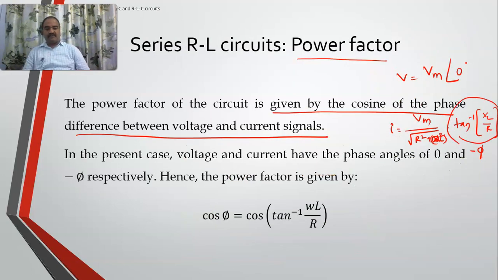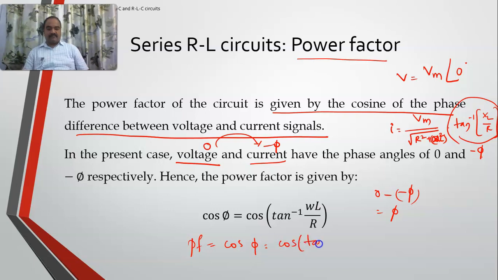So, the voltage phase angle is 0, the current phase angle is minus phi. What is the difference between these two, 0 and minus of minus phi? I'll get phi. So the power factor in this case is cos of this phi, which is written as cos of tan inverse of omega L by R.